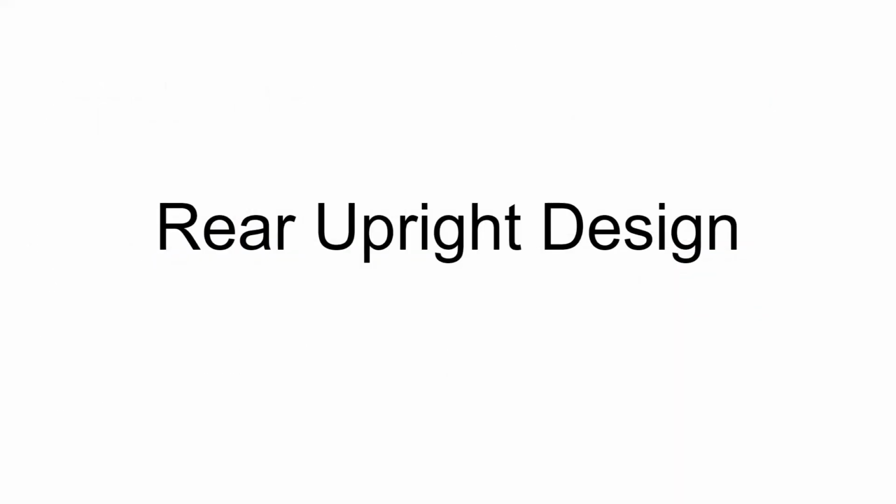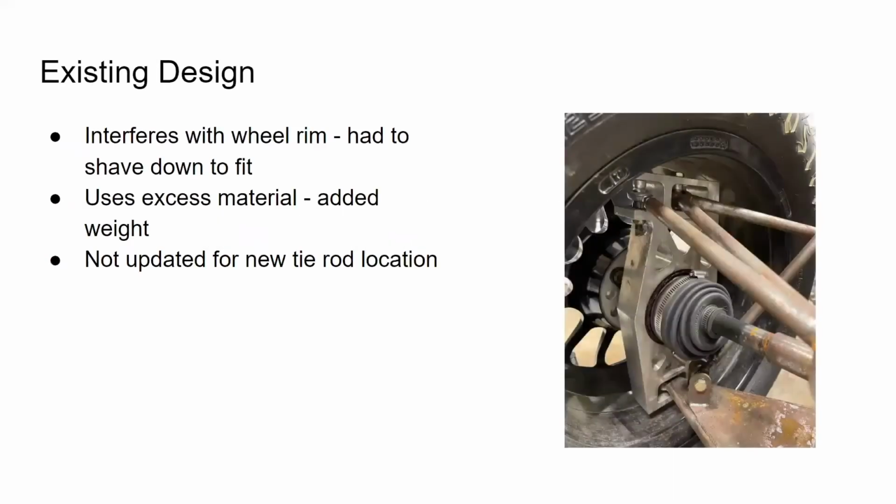The rear upright is a crucial component of the suspension system that needed a redesign for 2022. The 3 improvement areas we identified were weight reduction, rim clearance, and updated tie rod location. This is the previous year's upright, and each of the 3 problem areas is very evident on this design.